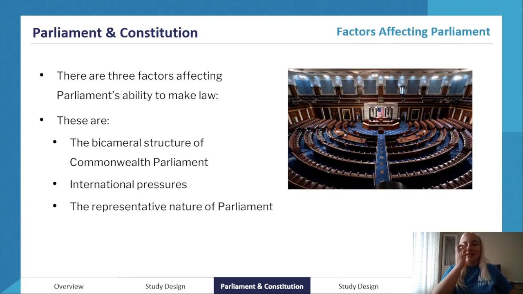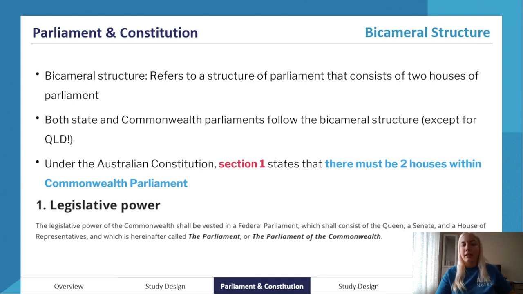Okay, great. So unfortunately, more factors. We looked at factors in the Constitution that limit Parliament in lawmaking. Now we'll look at the factors that affect Parliament in actually their ability to make law. So the bicameral structure of Commonwealth Parliament, international pressures, and the representative nature of Parliament are the three that we need to know.